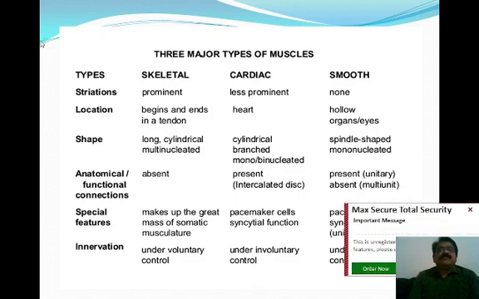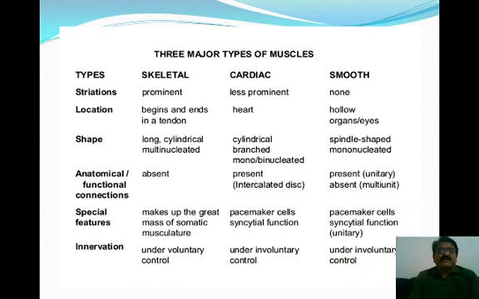The shape of the muscles varies. Skeletal muscles are long, cylindrical and multinucleated. Cardiac muscles are branched, and mono or binucleated. Smooth muscles are spindle shaped and mononucleated. So when we compare the three types of muscles, we infer that skeletal muscles are long, cylindrical and multinucleated, cardiac muscles are cylindrical, branched and mono or binucleated, and smooth muscles are spindle shaped and mononucleated.